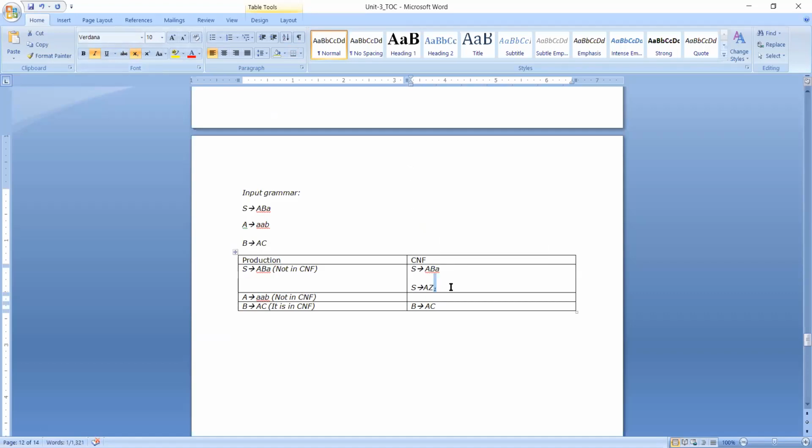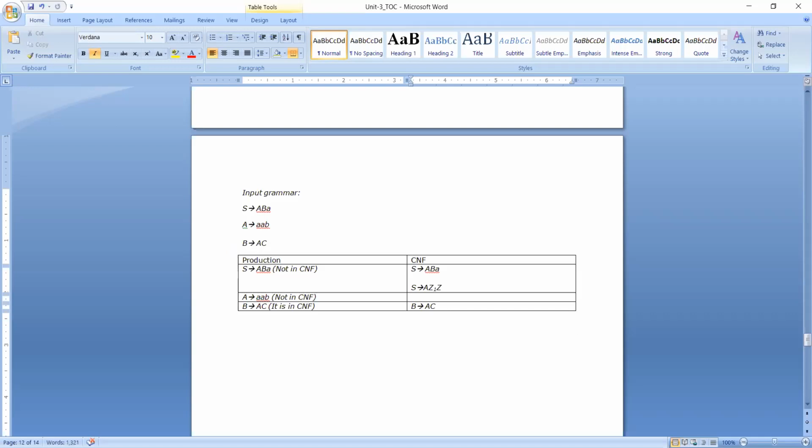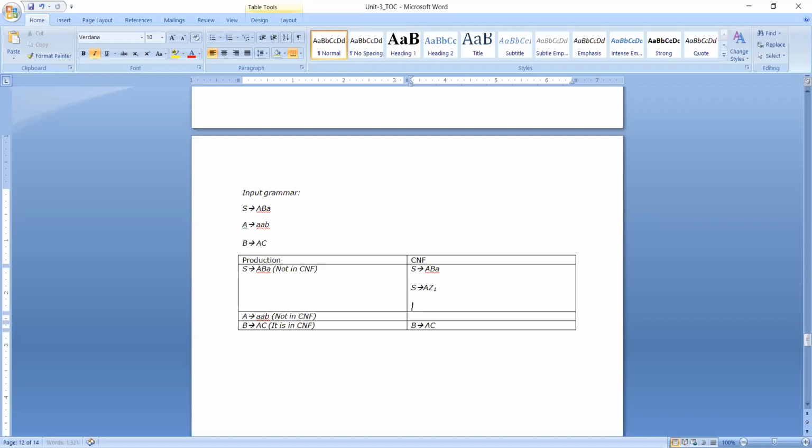Okay. Now I need to specify what this Z1 is. I hope you are able to understand. Now what will be Z1? Z1 will be nothing but capital B small a. Let me write that: capital B small a.